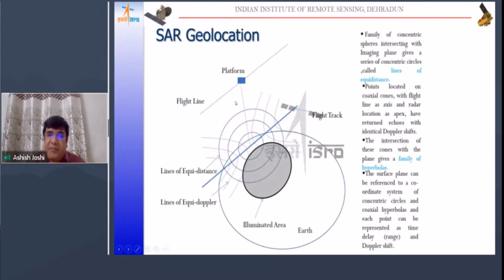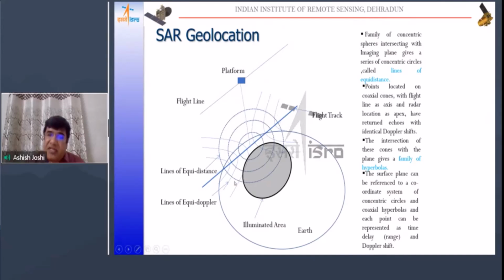If this is a SAR platform, then from the range equation it will form these concentric circles, and from the Doppler equation, which is a normal cone, when it intersects with the Earth surface, it forms hyperbolas. Means this is the Earth surface.